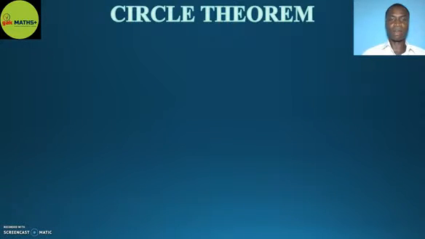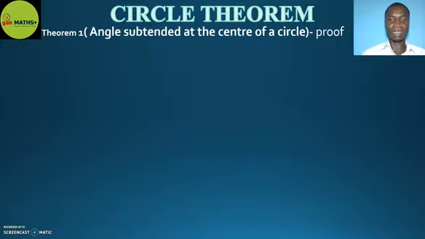We have many theorems as far as the circle theorem is concerned, but our focus today will be on theorem number 1. That is the angle subtended at the center of a circle. Let's quickly look at the proof of this theorem.